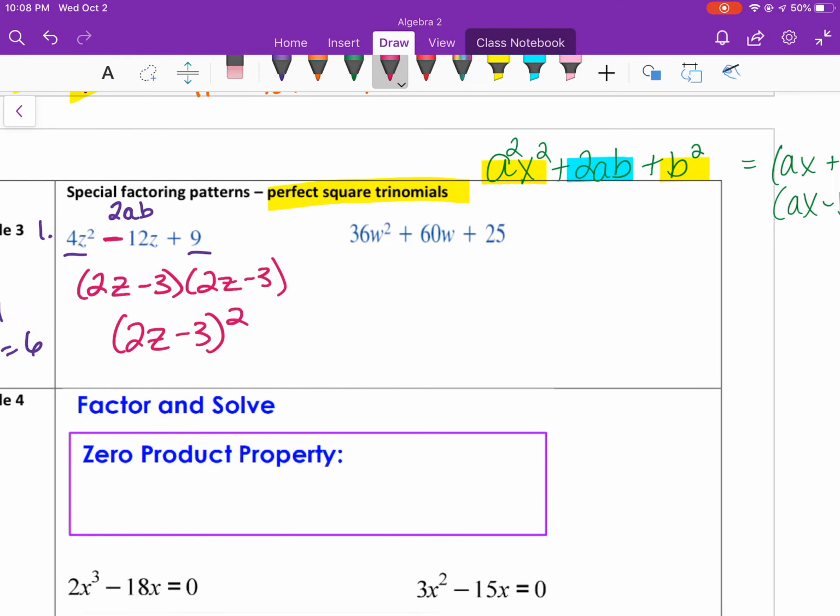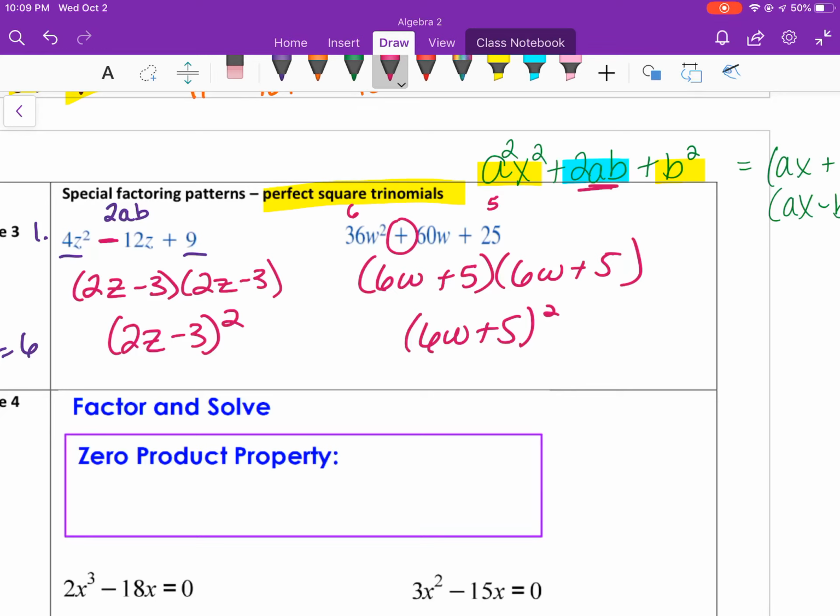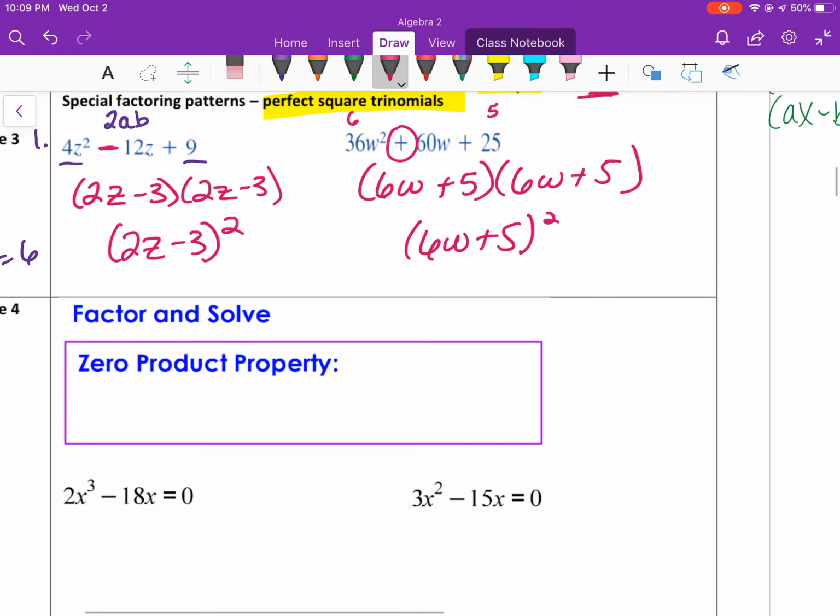So perfect square trinomials. Here a would be 6, b would be 5. 6 times 5 is 30, so 2ab in the middle would be 60. So it is a perfect square trinomial, which means that it'll factor like this. It'll be 6w plus 5 times 6w plus 5. I know they're both plus because this one's plus. So it's 6w plus 5 squared. Again, you can factor these the regular way, the same way I taught you yesterday. But if you can recognize this special pattern, then it saves you some time.